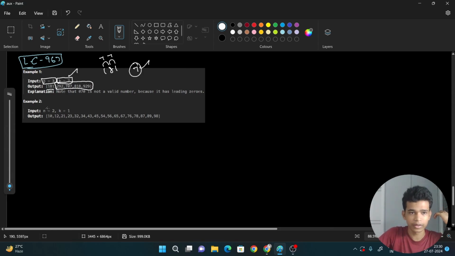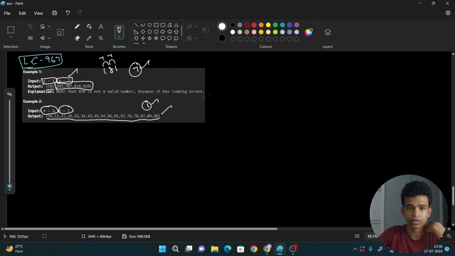And see here, n is equal to 2, which means we want to create a 2-digit number, where k is equal to 1. So the consecutive difference will be only 1. Everything here has a consecutive difference of 1, so these are all my possible values. Now, how to do this? It is simple, right?